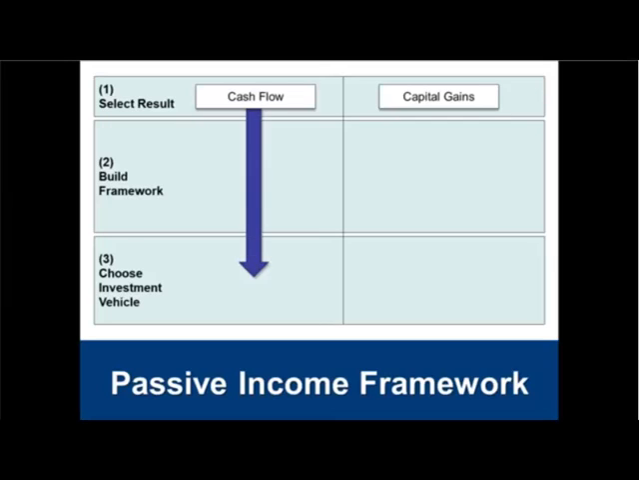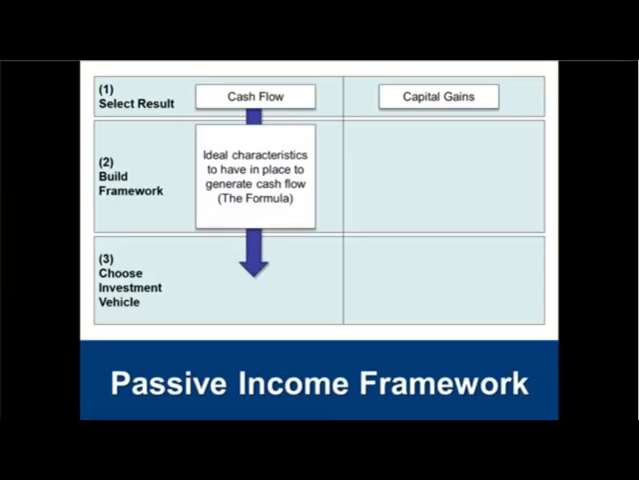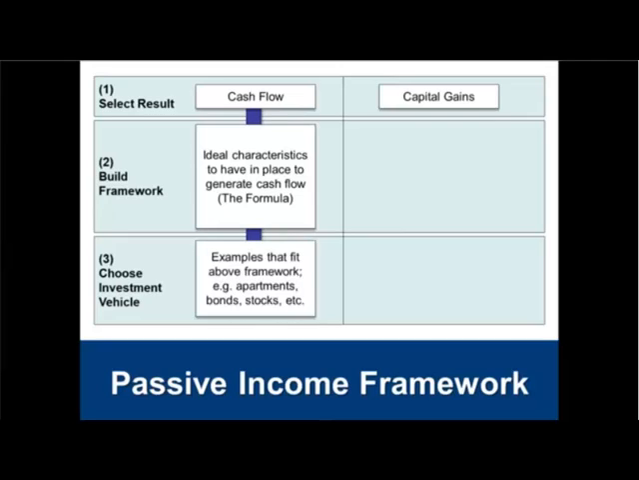And second is you build the portfolio or the framework. And these are the ideal characteristics you want to have in place to generate cash flow. That's what we call the formula. Once you build these characteristics, at that point, you can then pick the investment vehicle, because it filters out most of the vehicles out there, and you end up with maybe 2 or 3 vehicles that you can pick. And that's the right approach.